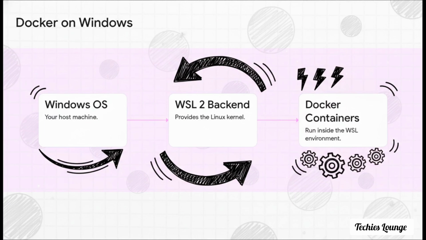And this right here is where it all clicks into place. They aren't even competitors, they're partners. Modern Docker Desktop for Windows is smart. It doesn't try to reinvent the wheel. It actually runs on top of WSL2, using it as its powerful Linux backend. And that's what makes Docker on Windows so incredibly fast and efficient these days.